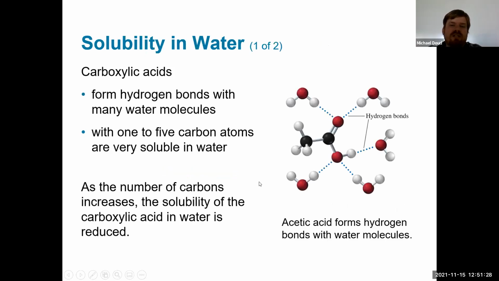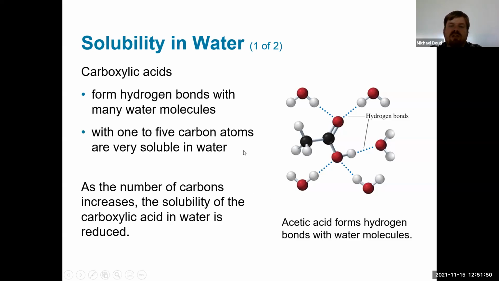So because of this, carboxylic acids can hydrogen bond with water molecules. And so that means that a lot of them are going to be very soluble. So carboxylic acids that have 1 to 5 carbon atoms are going to be soluble in water. Now, as you increase the number of carbon atoms, you increase the number of nonpolar groups. So the solubility of the carboxylic acid will reduce as you get to 6 and more.